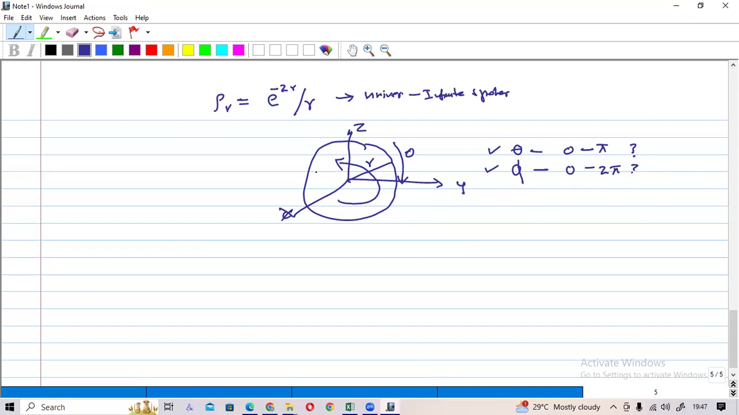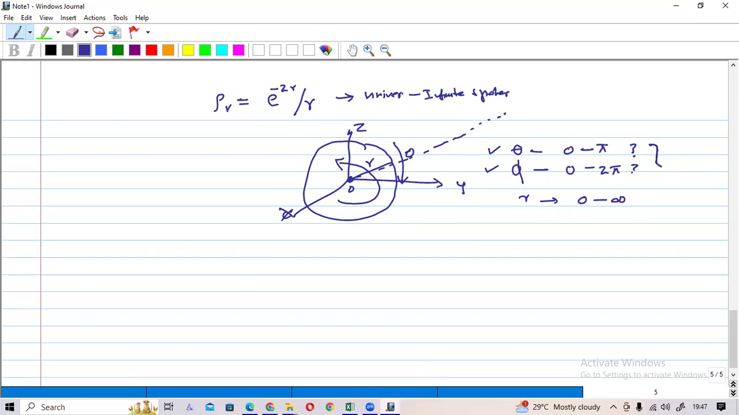To make this infinite, r should be infinite. But r is starting from 0. 0 to infinity. There is no limit for r. So this r will be 0 to infinity.